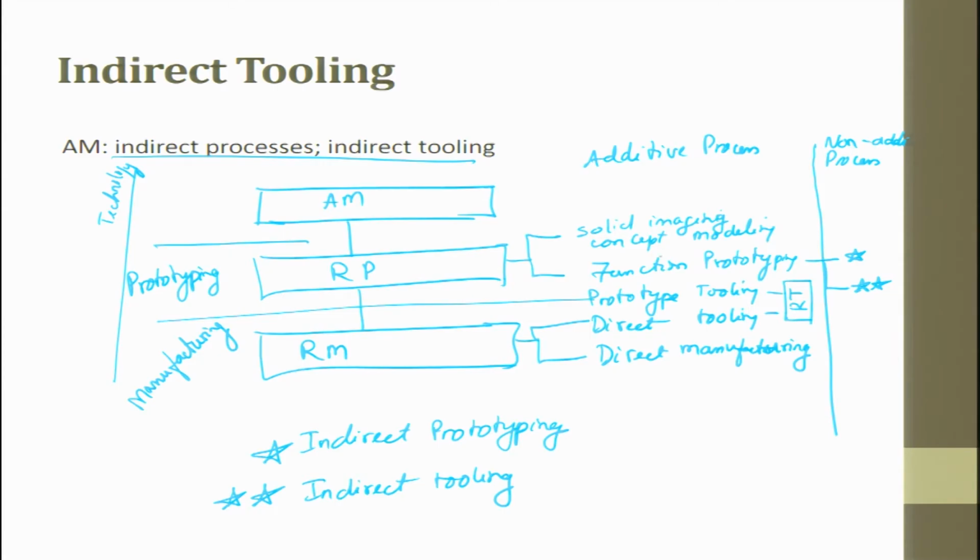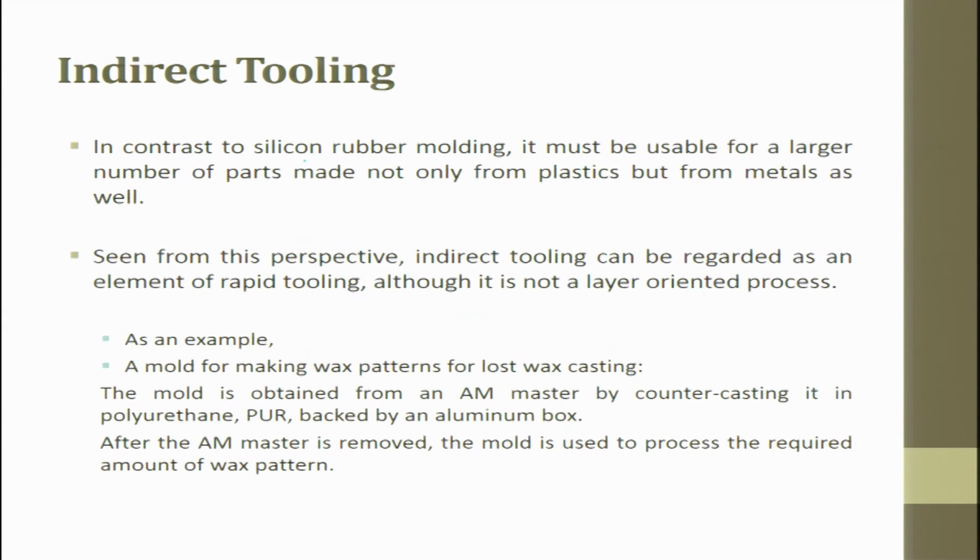If you look at it, functional prototyping leads to indirect prototyping, and then if you are looking forward from this, an offshoot, what you can do is take it for indirect tooling. In contrast to silicon rubber mold, it may be usable for a large number of parts made not only from plastic, but also from metals as well. This is what we discussed. From this perspective, indirect tooling can be regarded as an element of rapid tooling, although it is not a layer oriented process, because the tool is made and then you pour it.